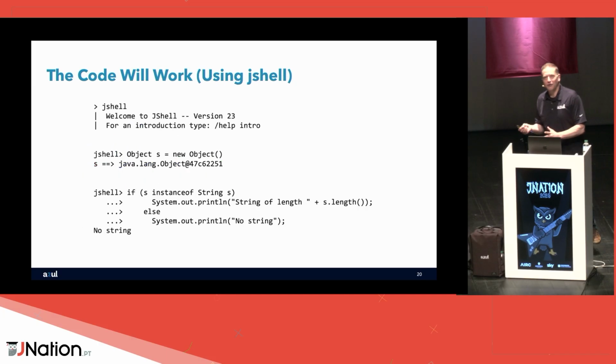Because if you use JShell, it will actually work. I've literally cut and pasted from JShell here, and I tried it with JDK 23 to make sure that the latest version of Java does this. Object s, new object, great. Then if we do if s and all of the rest of the code, and we get no string.